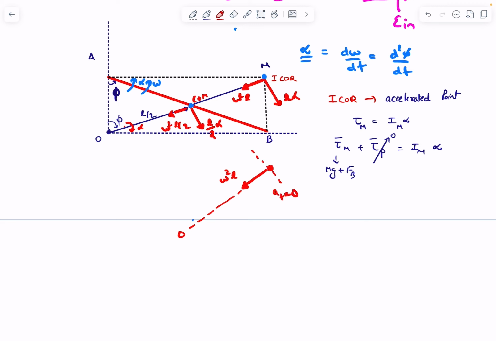0 acceleration. Because of this, if you observe the pseudo torque, the center of mass is somewhere over here. The pseudo torque due to this omega square L is m omega square L towards the ICOR. The torque of this m omega square L just becomes 0 because it directly passes through the point M. So for this particular question, the pseudo torque just becomes 0, and that's why you can still apply tau equals I alpha: the real torque equals I M into alpha. Now the question is, why is the tangential acceleration 0? This is something I want you guys to answer.